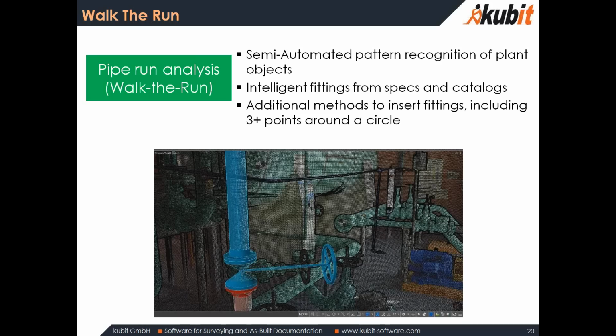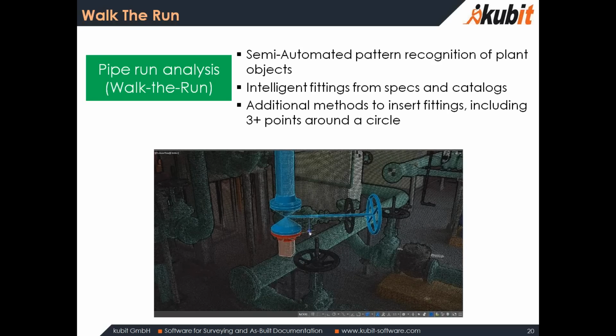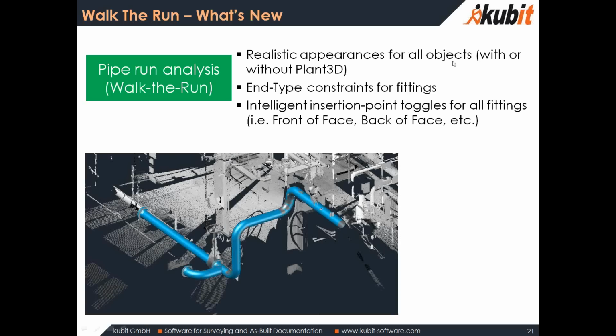We have manual insertion methods, and then we have a method that we introduced about a year ago that helps out quite a bit in a lot of stickier situations, where you can do 3 or more points around a circle, for example, a weld, to be able to insert an item. Now, what's new with Walk the Run, like we were saying with the catalogs, much more realistic fittings. I almost put up a slide here showing the old flange versus the new one, but I think we've all had enough nightmares of the old flanges to last a lifetime.